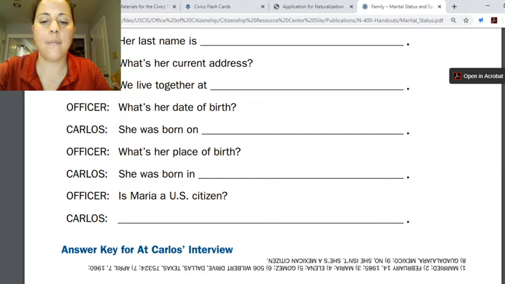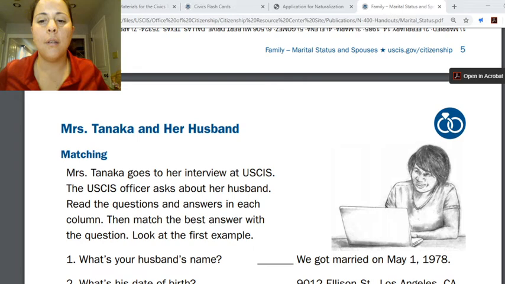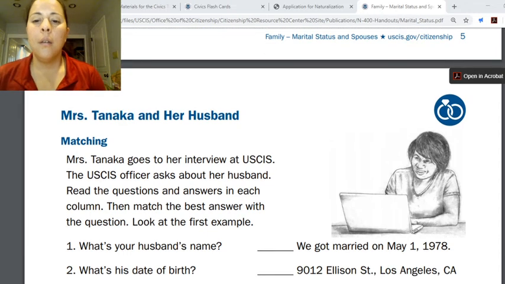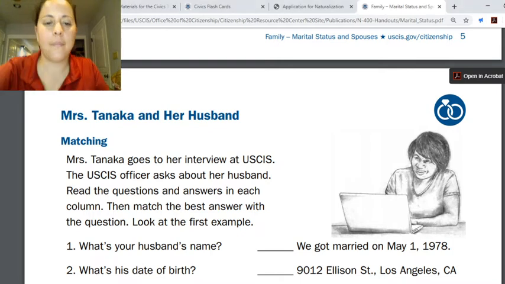Very good. So let's look at another example. Mrs. Tanaka and her husband. Okay? Matching. Please read the story and match.